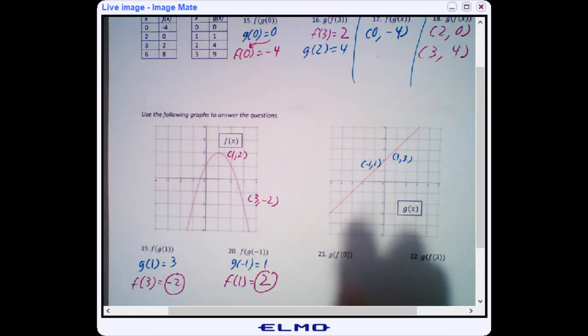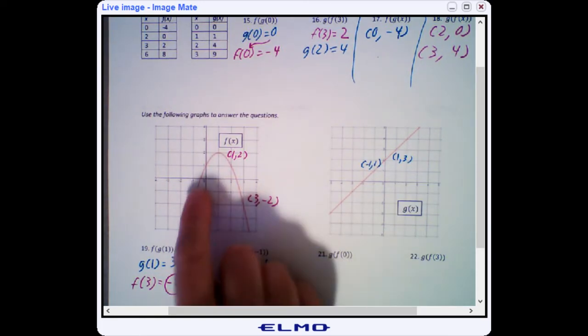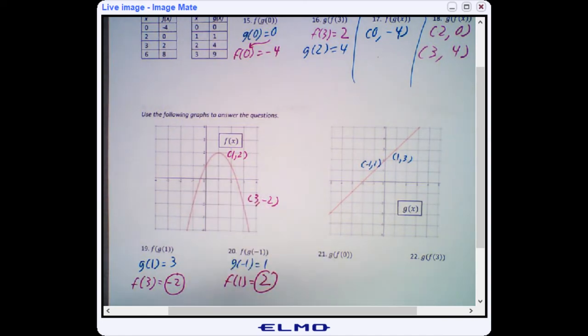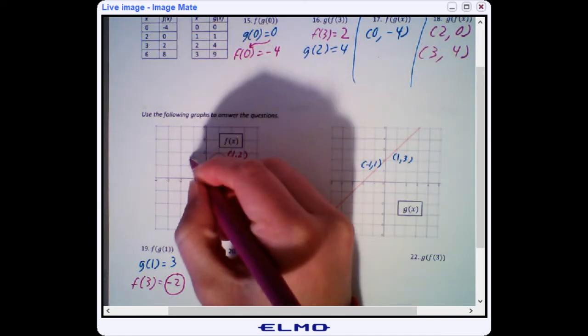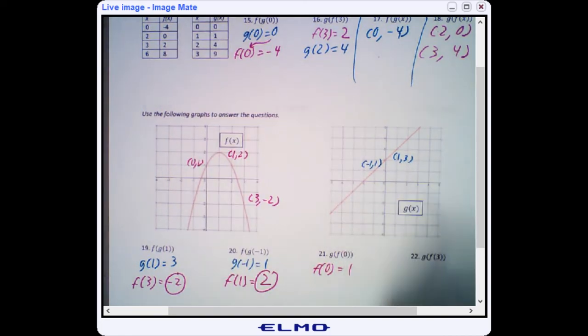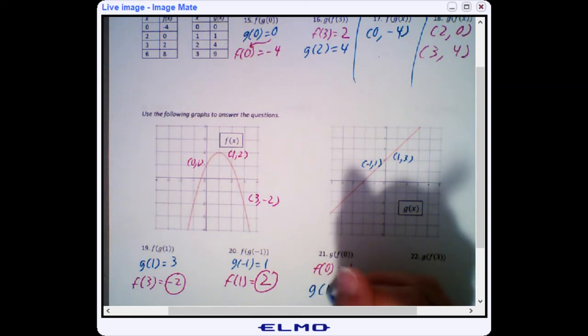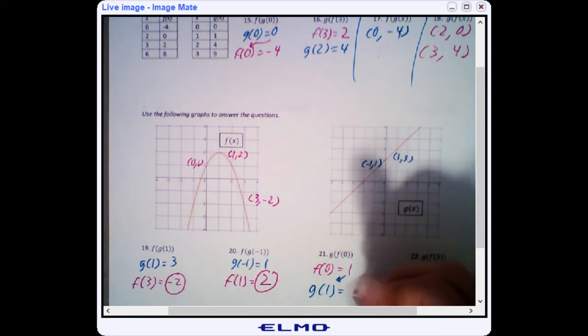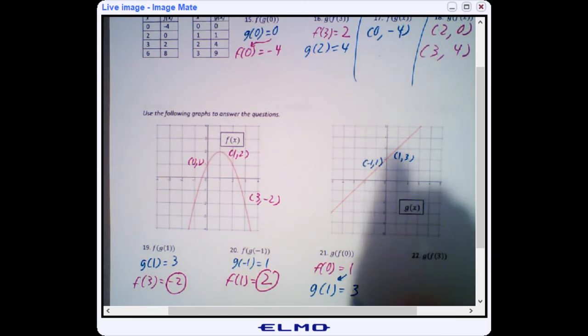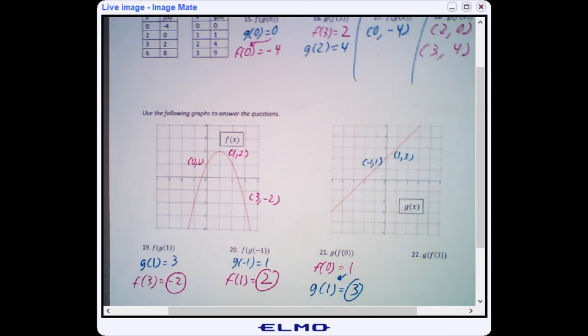Now we're going to do g of f of 0. So I find 0 on the f, and that y value is 1. So that's now going to become the input for my next g. So I'm going to do g of 1, which is 3. We already found that. So the answer of g of f of 0 is 3.